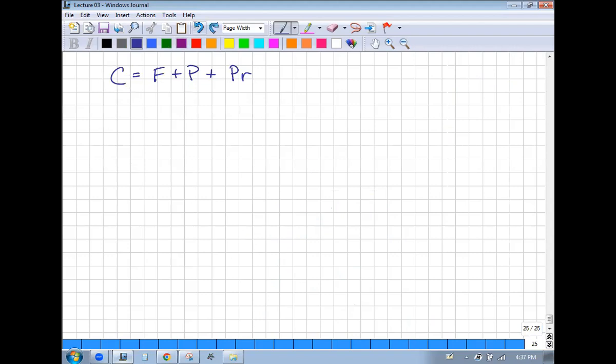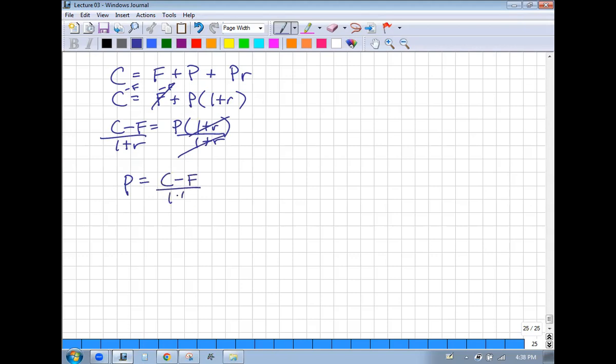So the cost is the fees plus the price times the interest, plus the interest, right? So we would say this is P times 1 plus R, okay? Plus, I just factored out the P. So I want the P by itself. Let's get rid of the F. So I have C minus F equals P times 1 plus R, all right? I want P by itself, so let's divide both sides by 1 plus R. So P here is C minus F over 1 plus R.